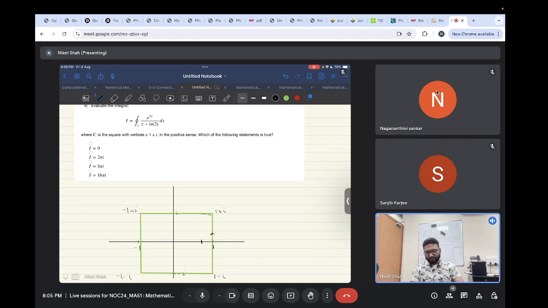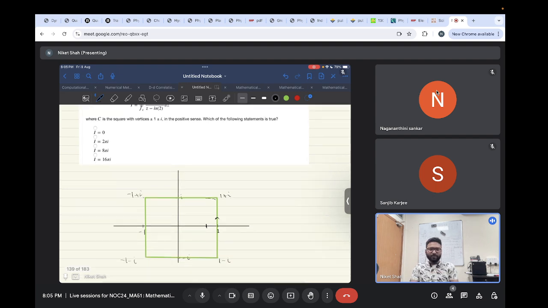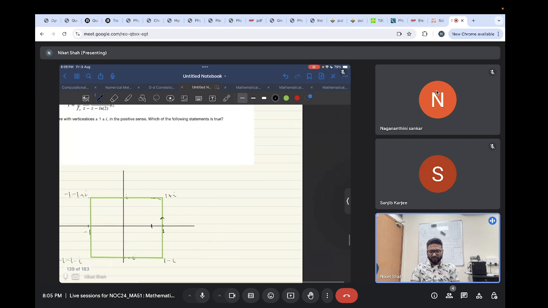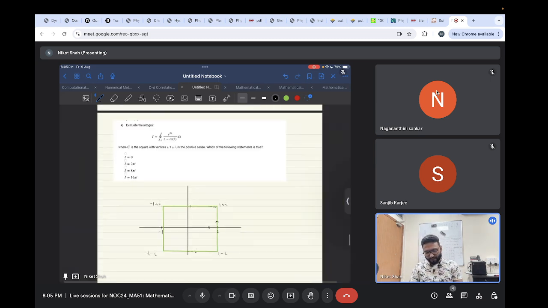So because we know that the pole lies inside, you know what to do next. All you have to do here is just check the pole. Where does the pole lie? If it's lying inside, then you have to use the other theorem where it's 2 pi I into f of z0. Otherwise, the contour integral will become 0. Simple. No complication here. Any doubts?